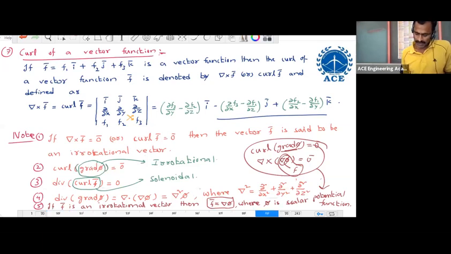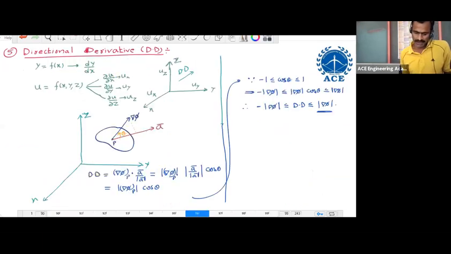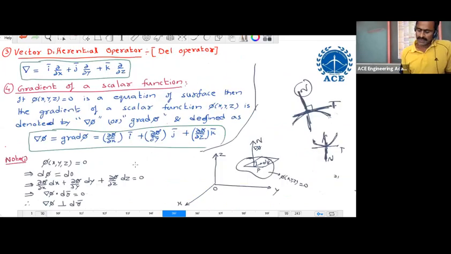Just we are going back to this gradient. If you find the del phi at a particular point, that del phi at a particular point is a normal to the surface only. If you know the normal, we can find the unit normal vector to the surface. Or we write the note point here.